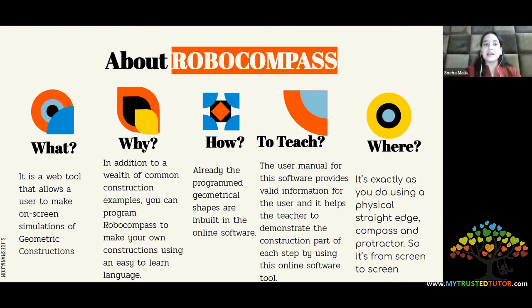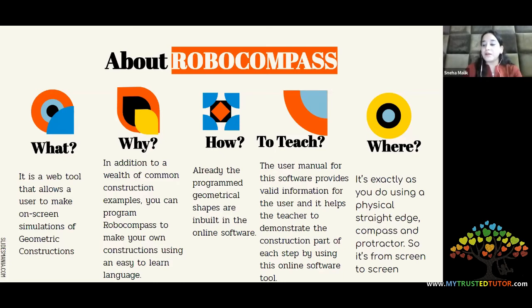And it just replicates how you physically do a construction. So it's very clear. On the blackboard, we fumble a lot. Children are not clear with whatever we are doing. Maybe the backbenchers are not able to see. They miss a step. But here, they can just play the simulation again and replay it as many times as they want to find out what was done, what happened, what step got missed. So it's very student-friendly also.